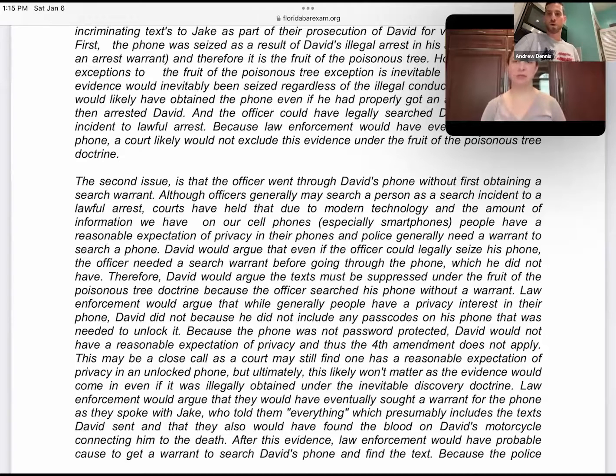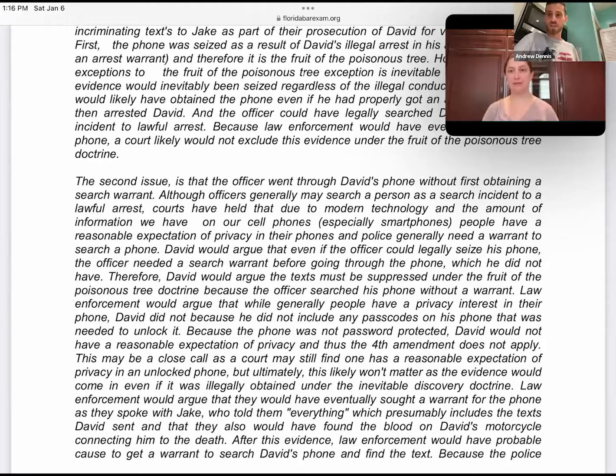Law enforcement argued that while generally people have a privacy interest in their phone, he did not because it did not have any passwords and it wasn't locked. It wasn't password protected. He would not have a reasonable expectation of privacy. This may be a close call, right? That's what me and Gabby were saying. The way things are going, this is a closer call than you would think. Two years ago, four years ago, no way. But nowadays, they're kind of doing some phone work. But still, I agree with Gabby on this case. No, this was too much. But he said it's a close call.